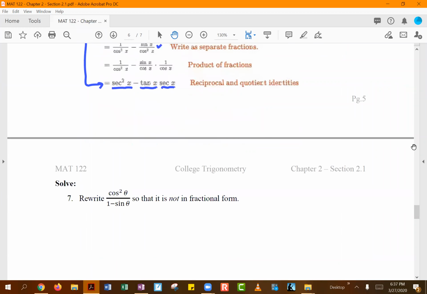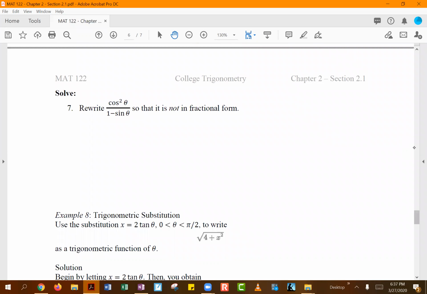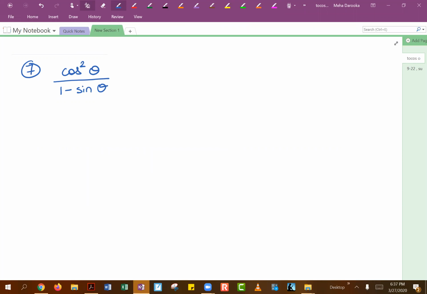And that's the exact same thing they are asking us to do in our example 7, which is given to us as cosine squared of theta over 1 minus sine of theta. Again, we want to rewrite this without any fraction. So this is the example that's given to us, cosine squared theta over 1 minus sine of theta. So what I'm actually going to do for the first step is use that same Pythagorean identity that we looked at in the example. So that's sine squared of theta plus cosine square of theta equals 1. If I want to get cosine square by itself, I will go ahead and subtract that sine square of theta and move it to the other side.